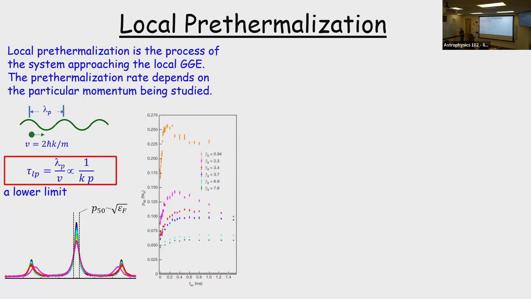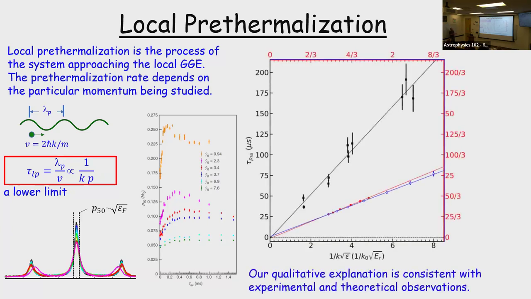So we define this quantity P50, the momentum below which half the particles in the first cell are found: half of them are below P50 and half above P50. Then you look at how that P50 changes as a function of time, and you see these reasonably well-behaved transitions. You plot it up, and you see that the time associated with these transitions is linear with 1 over P50, which is also linear with the square root of the Fermi energy associated with that gas. That's the experiment, that's the theory. Qualitatively, this sort of simple model explains what we see.